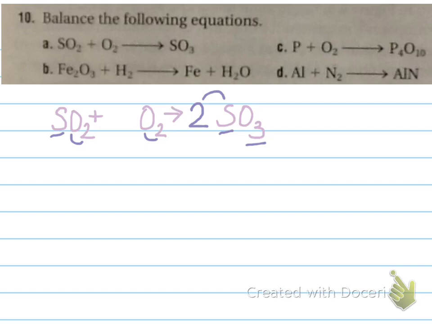Now that's also changed my sulfur, so I'm going to put a 2 in front of sulfur dioxide. So now, checking to see where I'm at, I have 2 sulfurs, 2 sulfurs. 2 times 2 is 4, plus 2 more is 6 oxygens. 2 times 3 is 6 oxygens, so that is balanced. Letter B. We have iron 3 oxide reacting with hydrogen to produce iron and water.